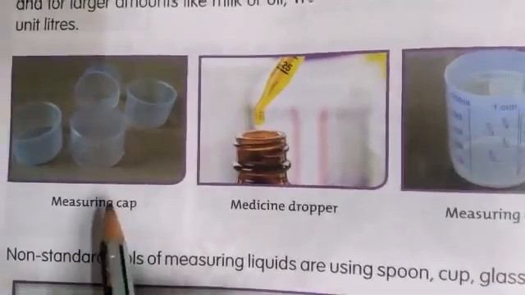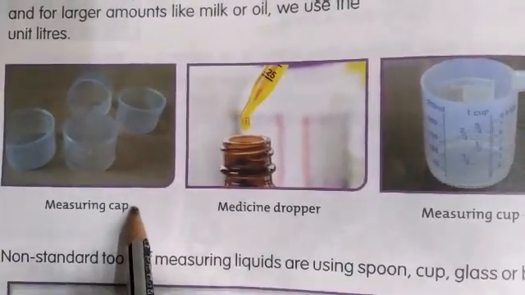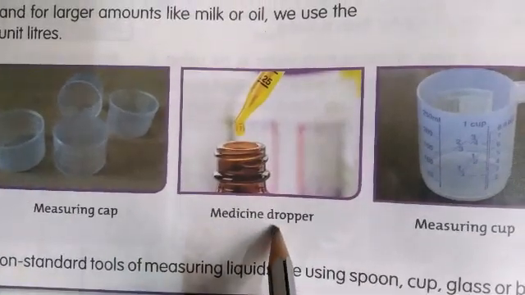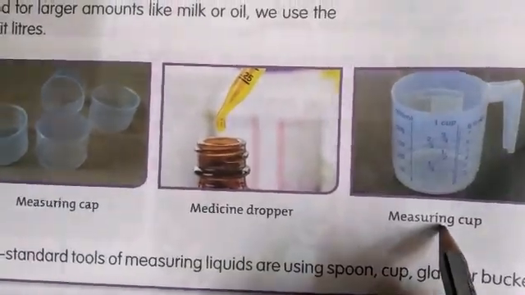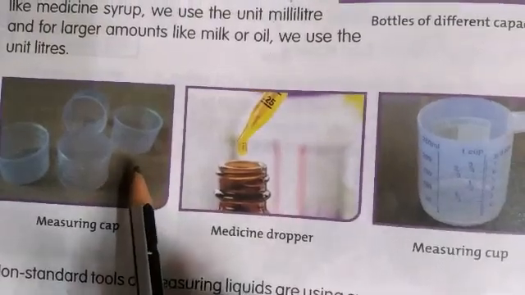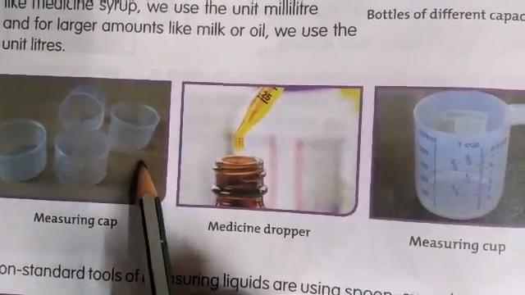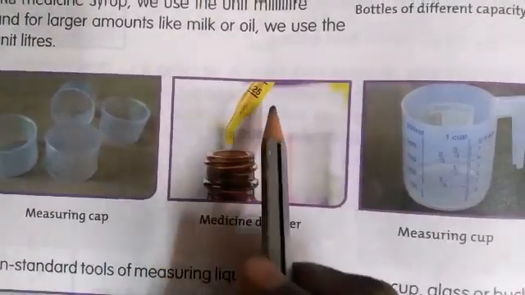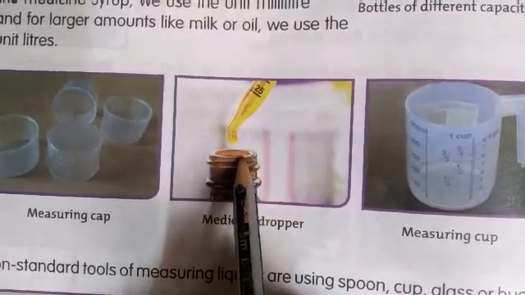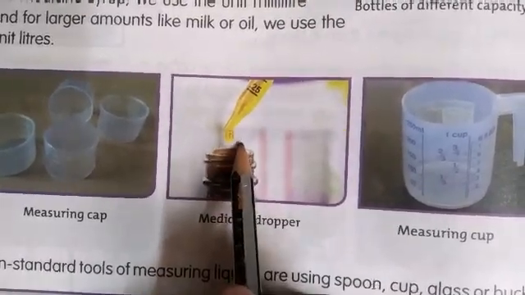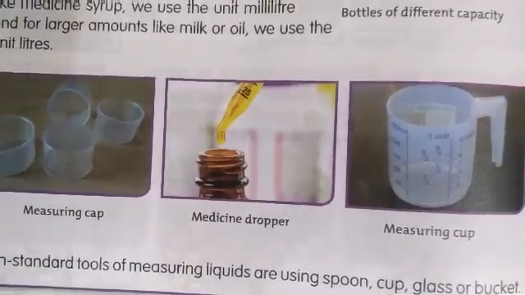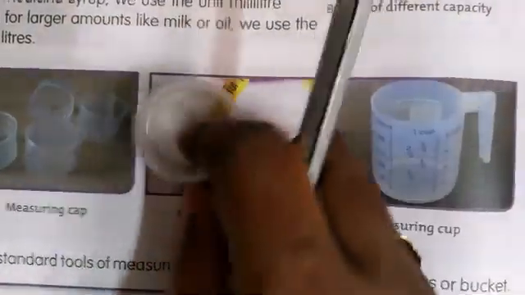Now children, here you can see a measuring cap and medicine dropper, measuring cup, where we measure the medicine syrup, and here also we measure in milliliters, which are very small amounts. Now I'll show you the example here. See here, which is having numbers. Can you see this, children, here?